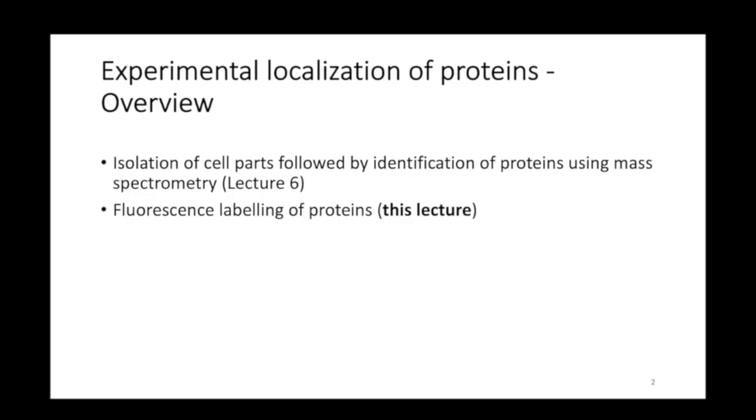In lecture number 6, we saw that one way of experimentally localizing proteins is to isolate the cell part and then identify the proteins in that cell part using mass spectrometry. But there's another way of doing it, and that is by using fluorescence labeling of the proteins.